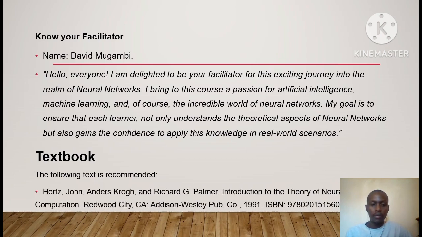So the course will also need a textbook, a recommended textbook that you can get from the library. You can see it by Arts John, called Introduction to the Theory of Neural Networks Computation. So ensure that you have access to that book so that you can reference what is taught in class and look for more information.